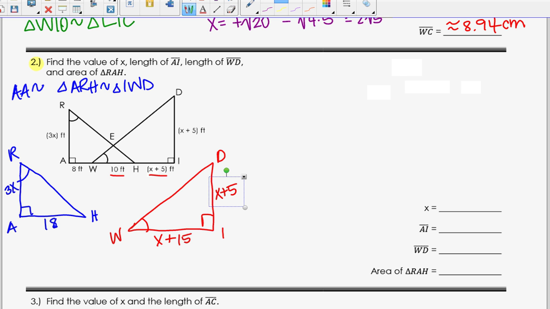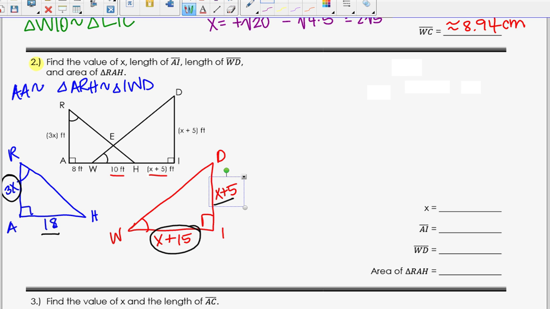Okay, so when we go to solve for x, we have 3x here, that's AR. According to the similarity statement, that's the same as IW. And that's the reason you really want to pay attention to it, because otherwise a lot of people say 3x and x plus 5 are the same, because they see them both as vertical lines, not angles. And then AH has to be the same as ID, which is this right here.